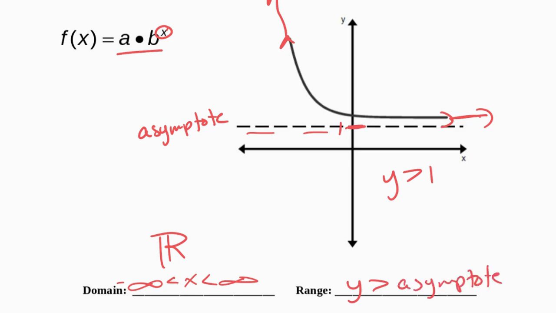But you'll see later on that these functions can go the other direction, so it could be y is less than whatever the asymptote is. So it's going to be important that you can determine what an asymptote is and how you can determine it by looking at the equation.